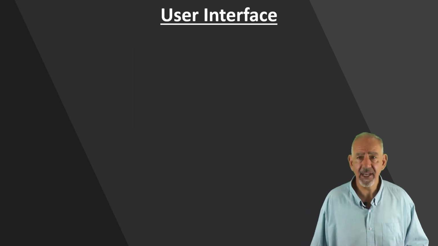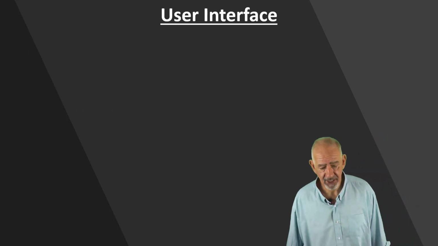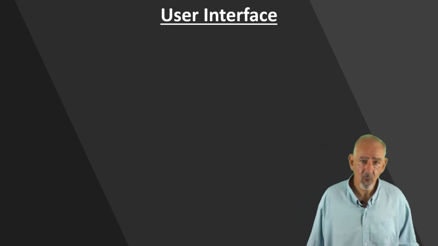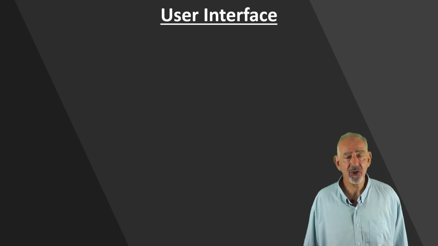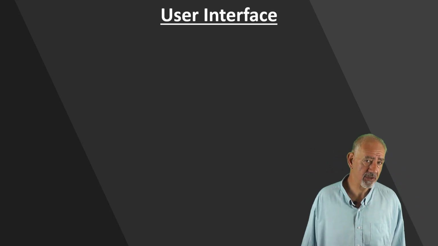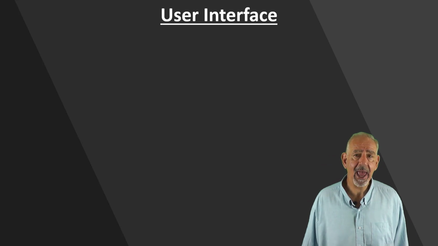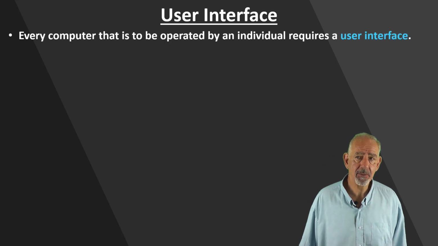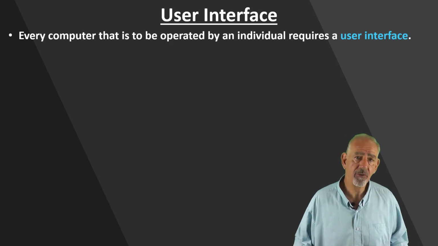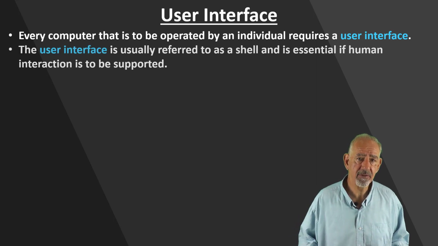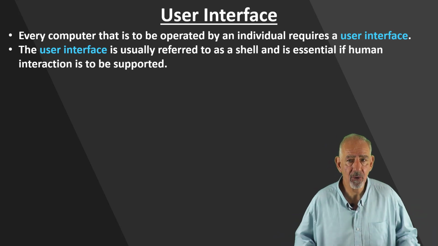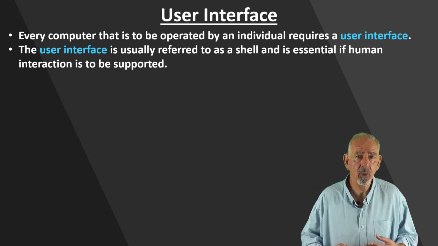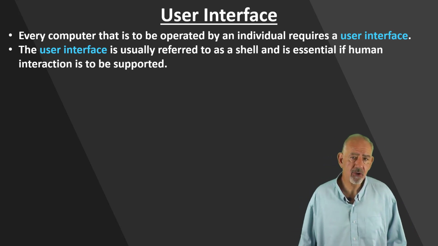So finally, we come to the user interface, and that is where we work with the computer. And usually that's the source of a lot of frustration for a lot of people. But every computer that's going to be operated by an individual requires some sort of interface. And the user interface is usually referred to as a shell, but it's essential if people are going to work with computers. So what does the user interface do?